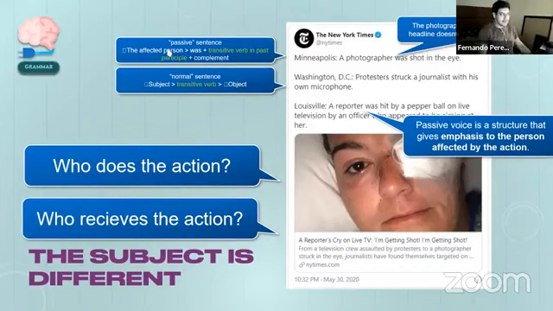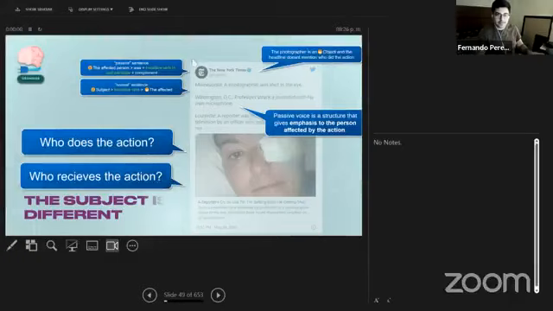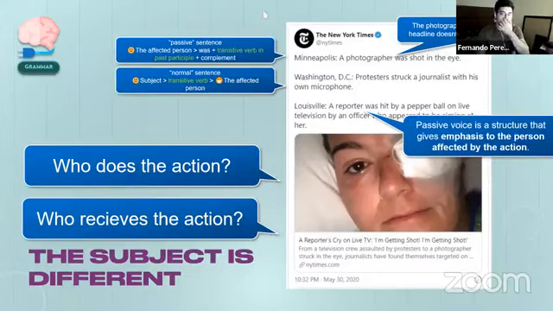Why does this happen? This is the why. Because in the first example, we are giving emphasis to the photographer. And in the second example, we are giving emphasis to the protesters. The interesting thing is how the affected person is in the changed position. The affected person is in the other position in this case.